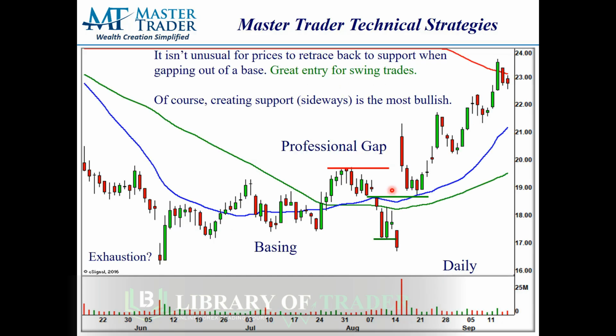Here's a professional gap. Now, as it says, it's not unusual for prices to retrace all the way back to support when gapping out of a base. This type of consolidation, where it's building support after a downtrend, there's still a lot of traders or funds holding losses and very happy to get out of this position on the gap up. So while considered professional, coming out of a base, it's often followed by a retracement back into this area, and that sets up a great swing entry point once prices stabilize.